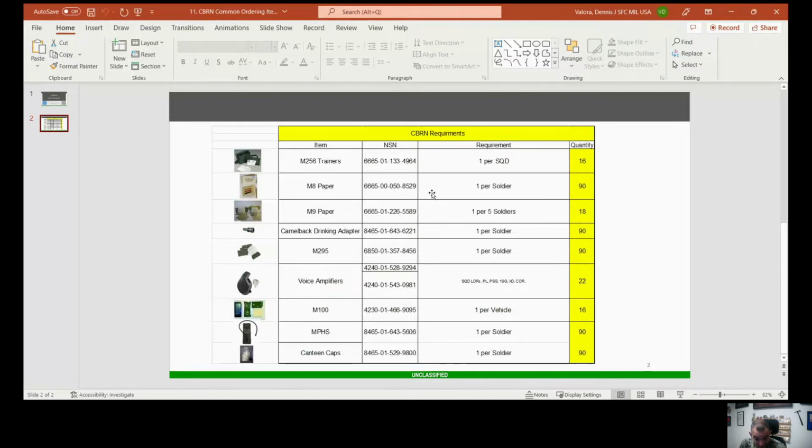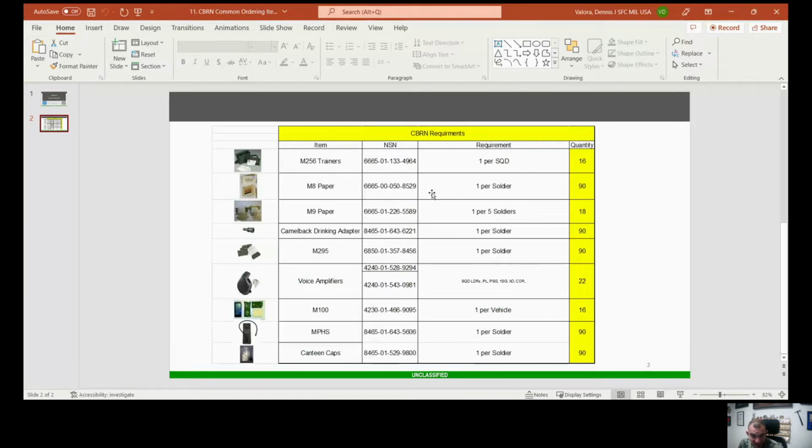Your M8, M9 paper. Your M8 paper, you need one per soldier, which is your MTO number. M9 paper is one per five soldiers. Your Camelback drinking adapters, one per soldier. 295 is one per soldier.